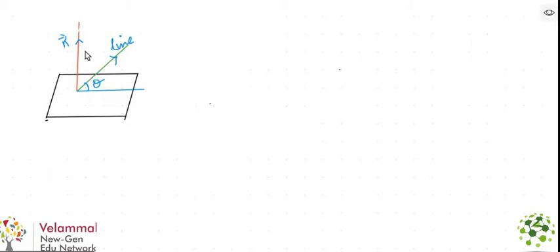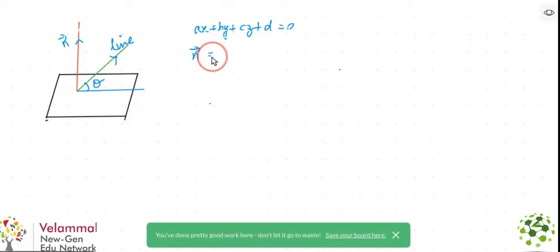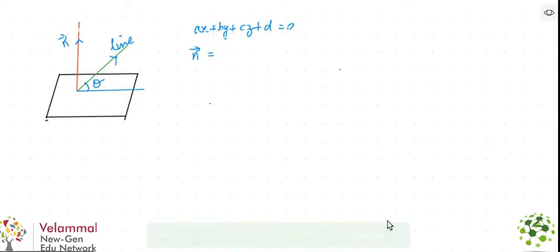Now, you will be given the equation of the plane. So what is the equation of the plane? ax + by + cz + d = 0. If the equation of the plane is given to you, it is very easy to calculate the normal to the plane. How do you calculate it? As I told you, just the coefficients give you the normal to the plane: ai + bj + ck will give you the normal.